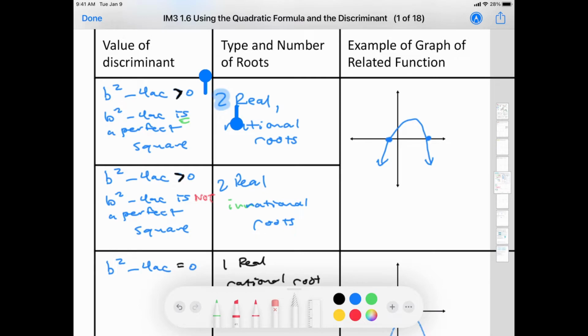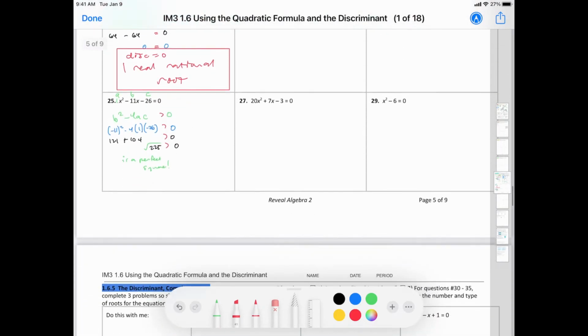What did I just do? So the discriminant is 225. That number is a perfect square, therefore we have 2 real rational roots.